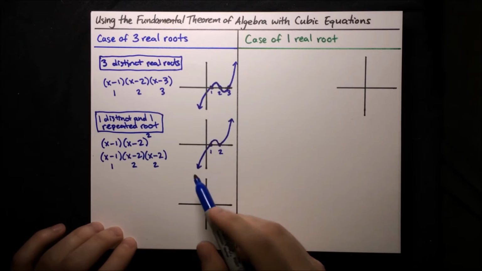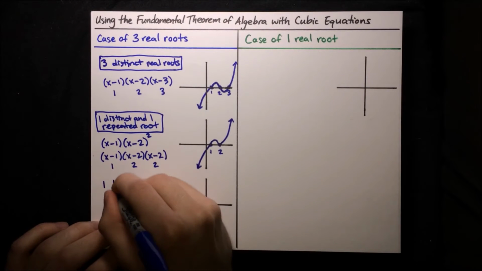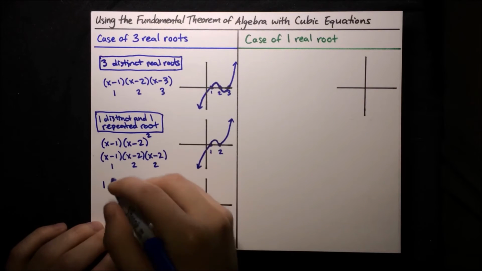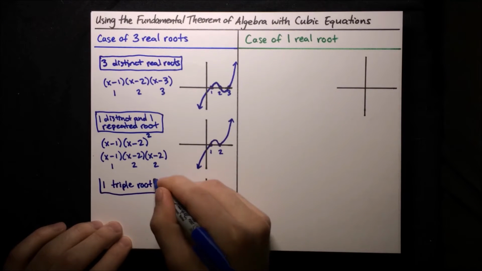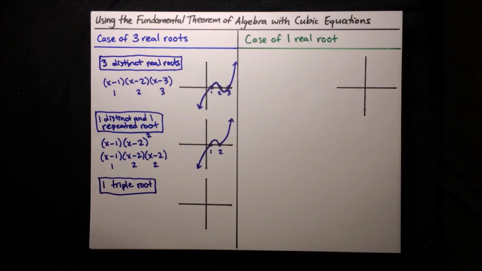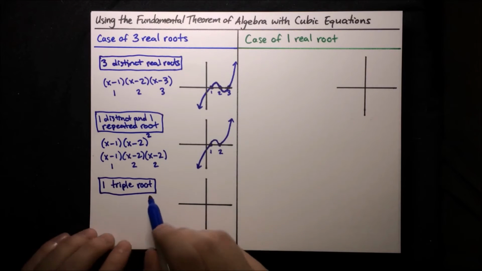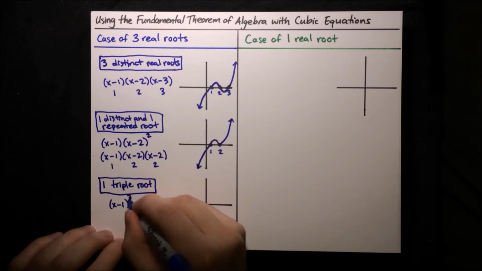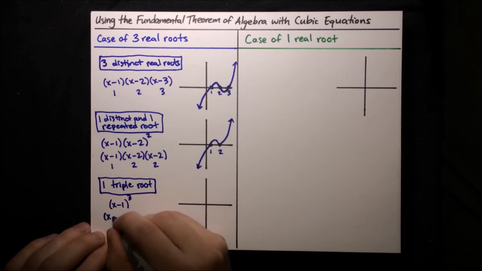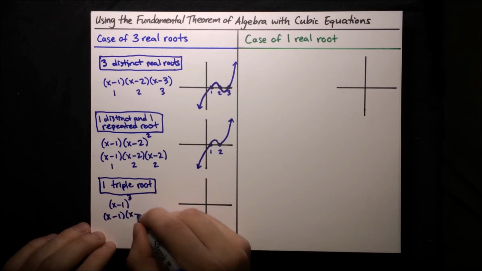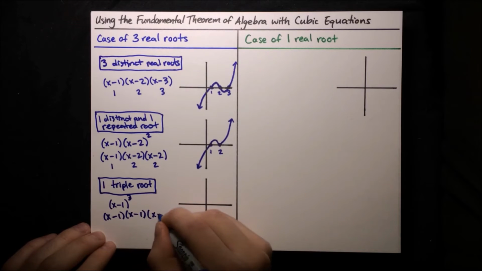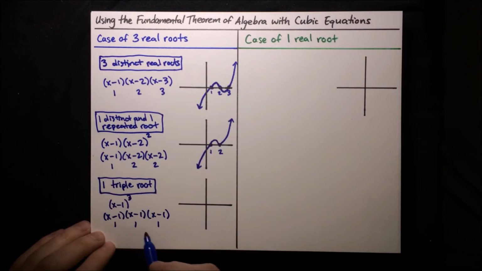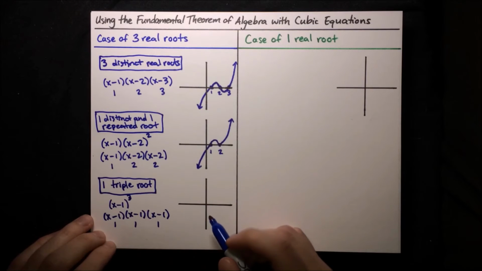There's one more case. The last case is one triple root, in other words, a root that itself is repeated 3 times. The easiest example of a triple root would probably be x minus 1 cubed. When we expand that out, we get x minus 1, x minus 1, x minus 1 all multiplied together. The roots are 1, 1, and 1, so the root 1 occurs 3 times and has multiplicity 3.